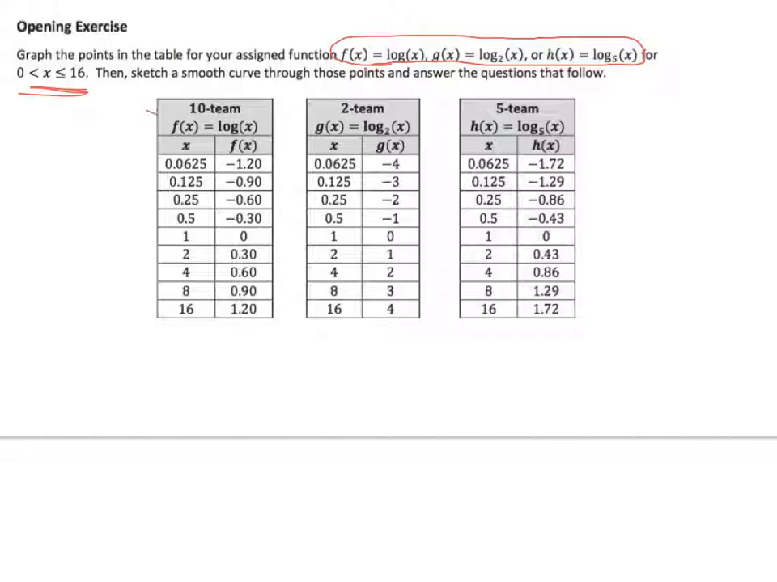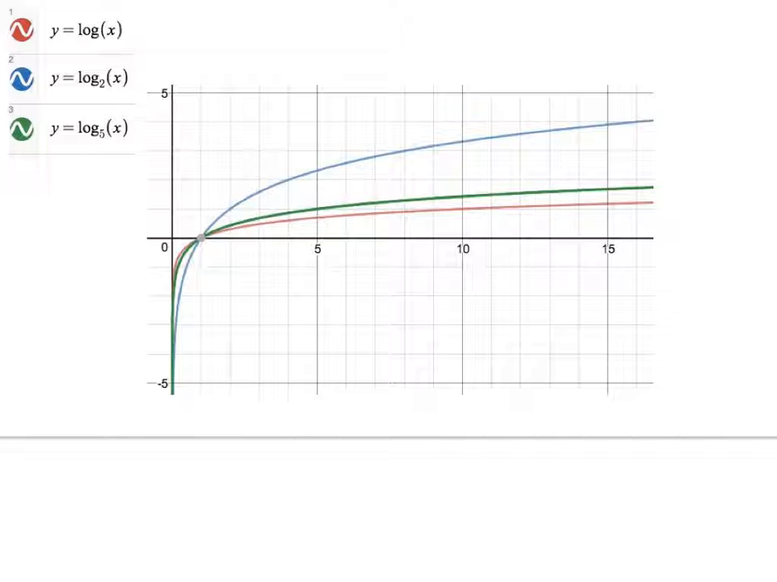So here we have log base 10, log base 2, and log base 5, and we're going to see what happens with the graphs. The red one is log base 10, the blue one is log base 2, and the green one is log base 5. I'm trying to show you a pattern, but let's answer some questions about it.